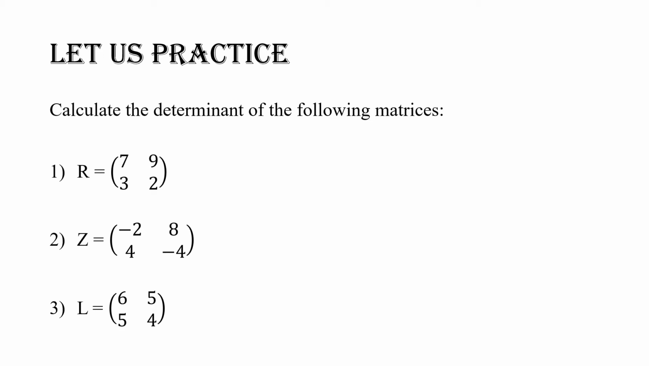So we find the determinant. So let me see if I could find some spaces here. So let me try this one here. So we have R, the modulus of R. So let's call this number 1. The modulus of R will be equal to the product of the leading diagonal, so that's 7 times 2, minus the product of the minor diagonal, which is 3 times 9. Here we will have 14 minus 3 9s are 27, I believe. Good. So the determinant for this one will be negative 13. 14 minus 27, that's negative 13.